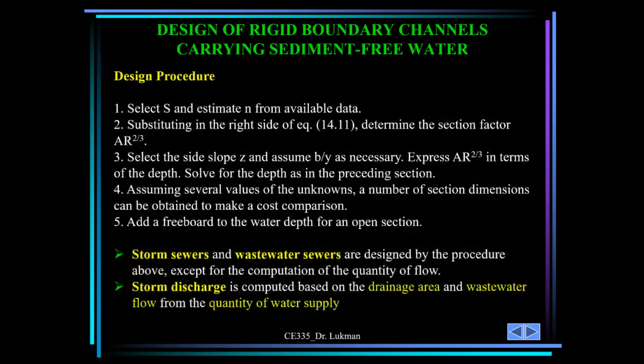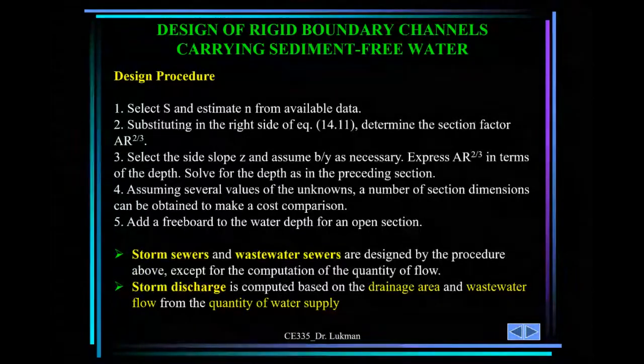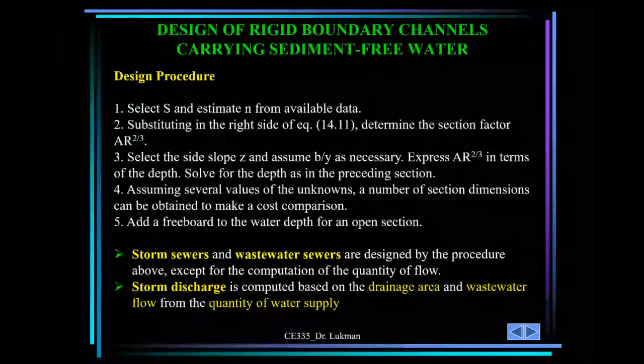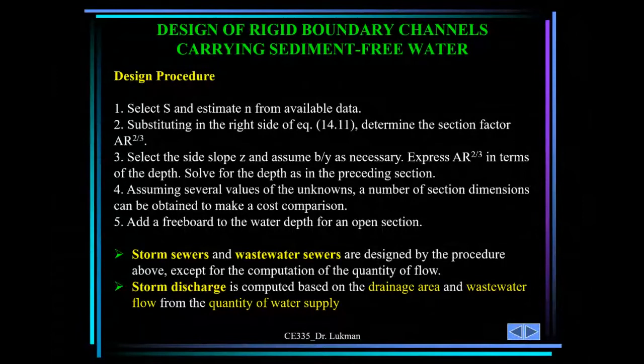So what are the design procedures? The design procedures are simply, the first one, you select S, that is the bed slope, and estimate n from available data. We have seen a table in which you can go and select the value of the Manning coefficient, and then substitute in the Manning's formula to determine the section factor. Because the flow rate will also be provided.